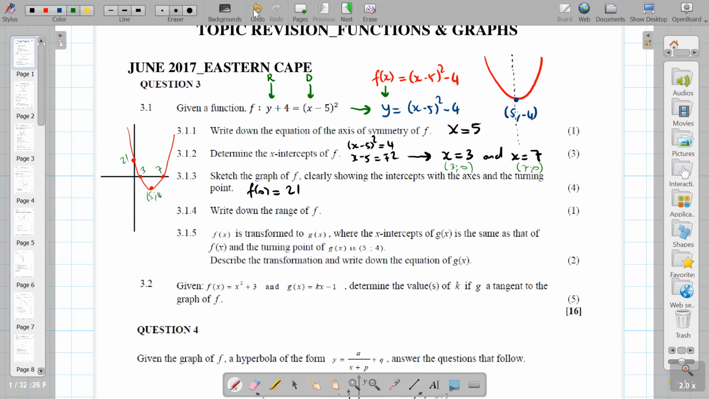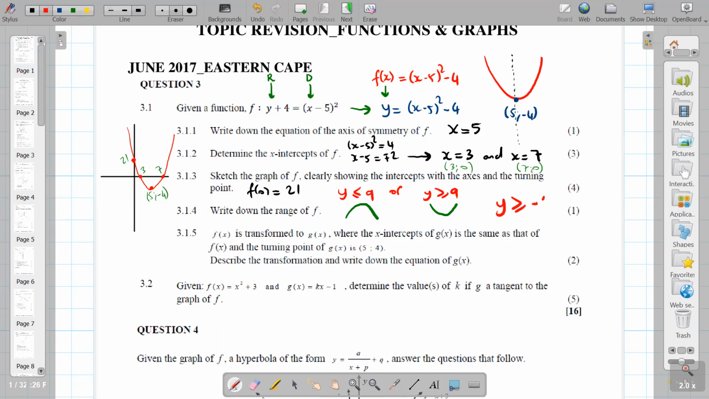What is the range? The range in a parabola depends on the turning point. It's either y less than or equal to q, or y more than or equal to q, depending on happy face or sad face. If it's sad face, it will be less than. If it's happy face, more than q, which is TPy. So in this question, it's happy face. So we can say y is more than or equal to negative 4. That's the minimum possible value that y can get. Okay, so those are the x-intercepts and all.